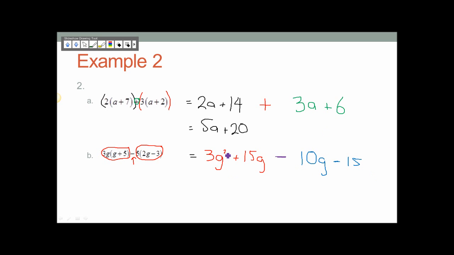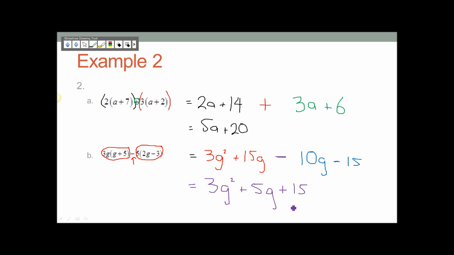Okay, 3g squared, well, we can't take anything away from there, so that's just going to remain as 3g squared. Okay, 15g, take away 10g is going to be 5g. And then we've got no numbers over here, but we are going to be subtracting negative 15. So we're taking away a negative 15. So that's going to turn into plus 15, like so. Alright, and that's our final answer. 3g squared plus 5g plus 15.